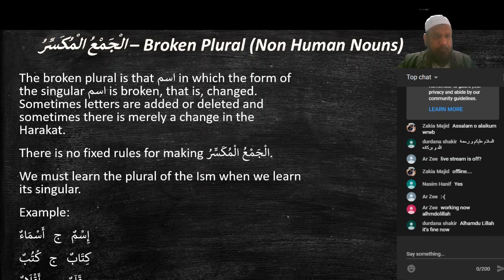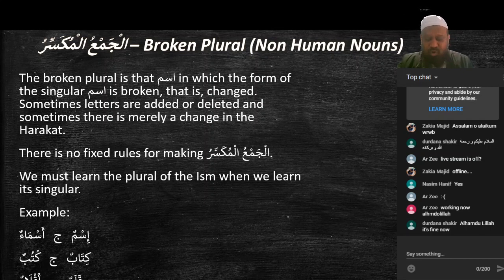Al-Jam' al-Mukassar. A broken plural is that ism in which the form of the singular ism is broken, that is changed. Sometimes letters are added or deleted, and sometimes there is merely a change in the haraka. There are no fixed rules for making al-Jam' al-Mukassar. We must learn the plural of an ism when we learn its singular. So we learn both together. This is how we learn Jama Mukassar.